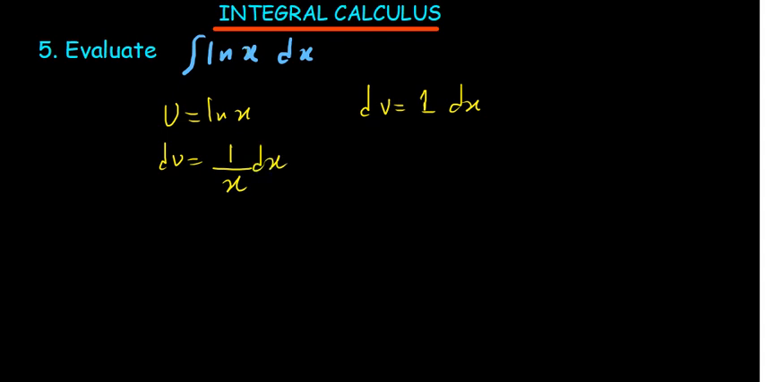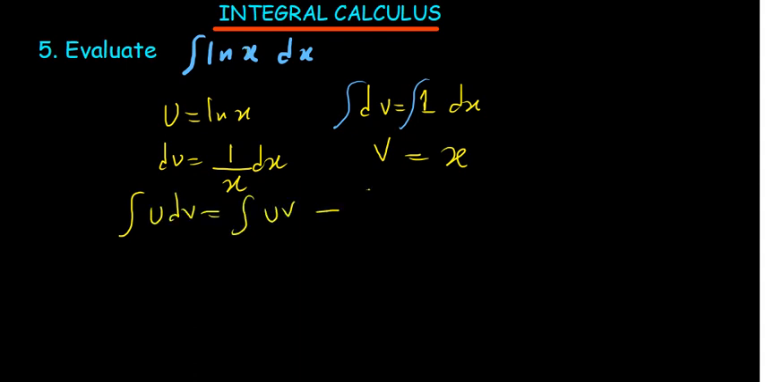And then to be able to find v here, we're going to integrate everything. So integrate here, also integrate there. Now we already said the integral of dx is x, or the integral of 1 with respect to x is x. That's the same thing. So we now go to the formula. The integral of u dv is equal to uv minus the integral of v du.